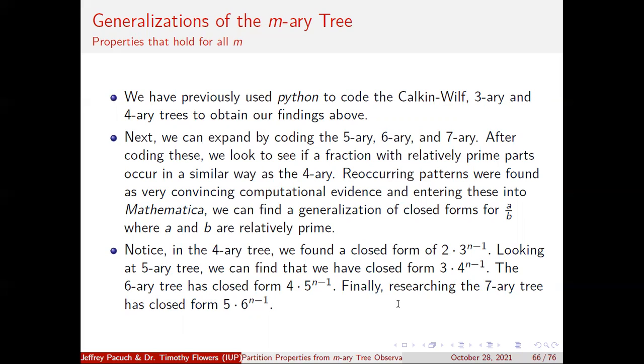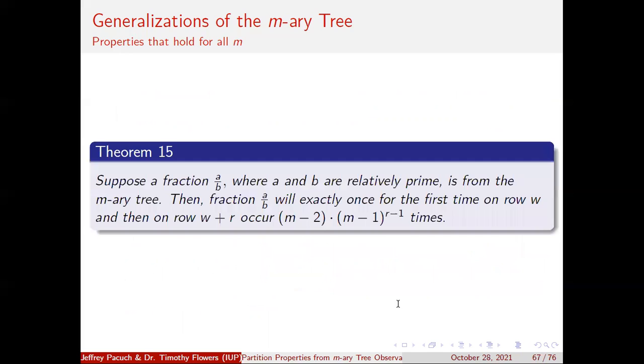So it occurs in the form of 3 times 4 to the m-1. And then the 6-ary tree occurs in the form of 4 times 5 to the m-1. And then the 7-ary tree was 5 times 6 to the m-1. I was like, okay, I see a cool pattern here. And I was like, maybe I can prove this. So I formulated the following theorem.